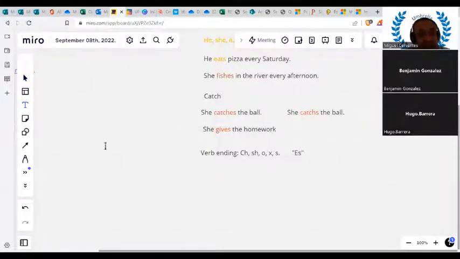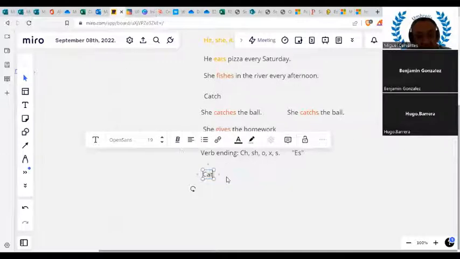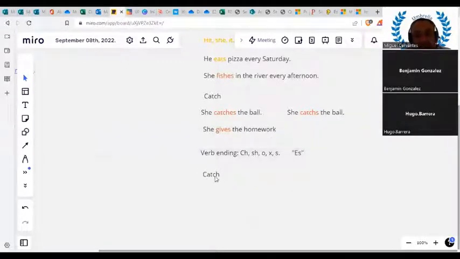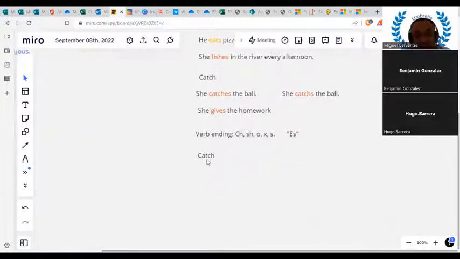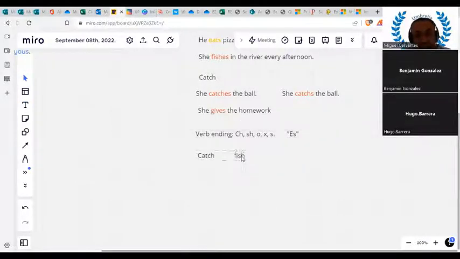Por ejemplo, si el verbo termina, por ejemplo, en fish, catch, tiene terminación especial, ch, okay. Por ejemplo, fish, que es pescar, it has sh. Todos los verbos, chicos, que terminen en ch, sh, o, x o s, vamos a agregar es.